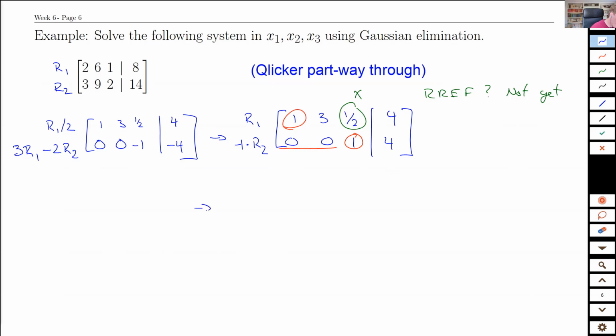So what we're going to do is one last step. What do we need to do? We need to have R1, and I just want to subtract this. I'll subtract a half of this. That should fix it nicely. So I take R1 minus a half of R2.